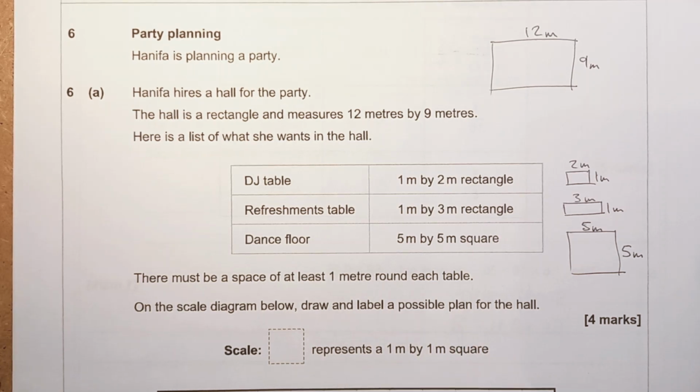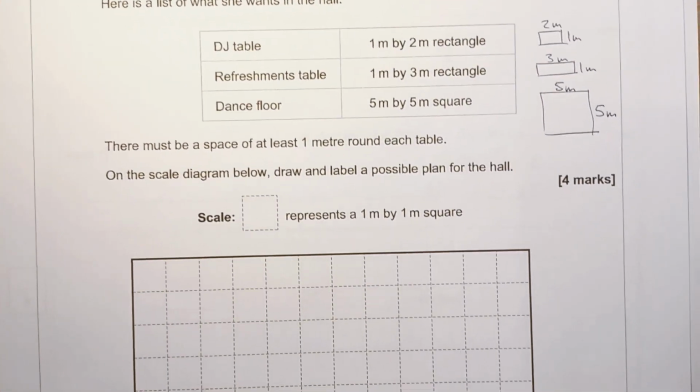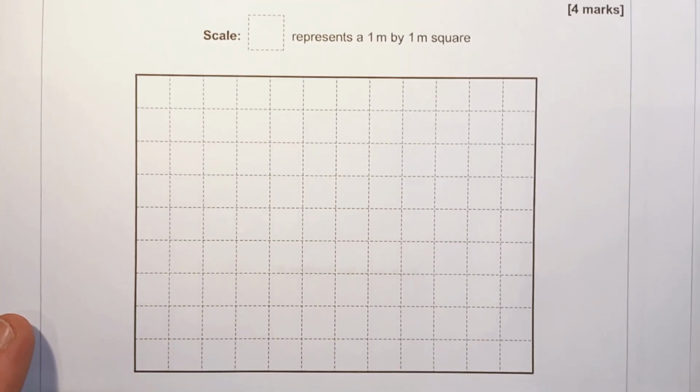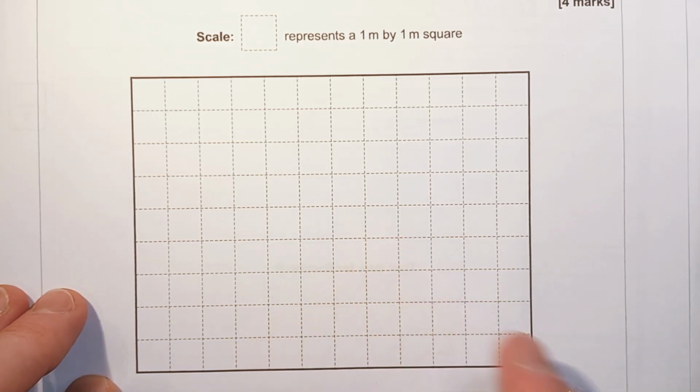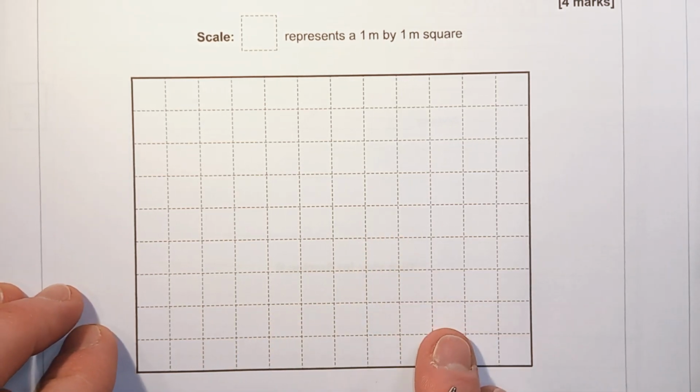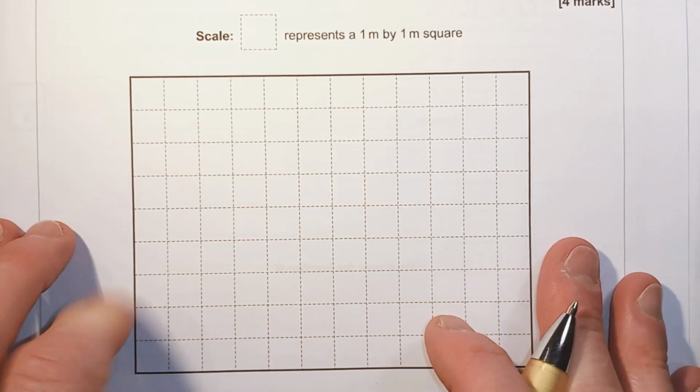On the scale diagram below, draw and label a possible plan for the hall. And you can see we've got this square, the scale 1 square represents a 1 metre by 1 metre square. So let's see what we've got. This is what we've got to use. Okay, and on this picture, we've got to fit our DJ table, our refreshments table, and our dance floor.